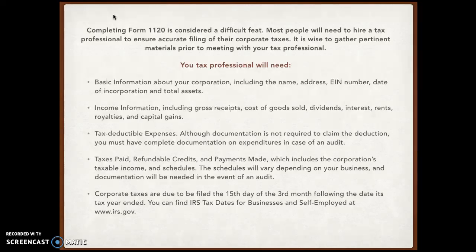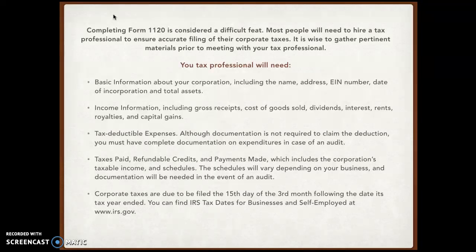total assets. They will need your income information, including gross receipts, cost of goods sold, dividends, interest, rents, royalties, capital gains. They will also need your tax-deductible expenses. Although documentation is not required to claim the deduction, you must have complete documentation on expenditures in the case of an audit.